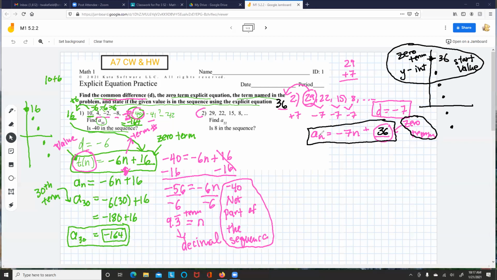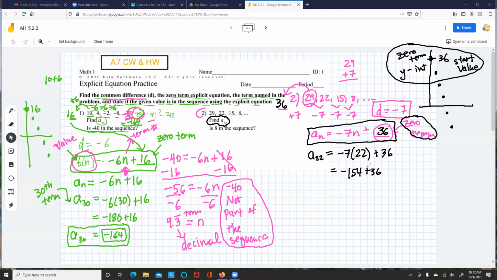Okay, so now we can find any term in the sequence that we want to. We can find the 100th term, we can find the 52nd term, we can find any term. Well, it's asking us to find the 22nd term. So we're going to put a sub 22 here, and we're going to plug in 22 to find the 22nd term. So negative 7 times 22 plus 36. Let's get our calculators out. Go ahead and put 7 times 22 in your calculator. Negative 7 times 22, what does that give you? Negative 154.